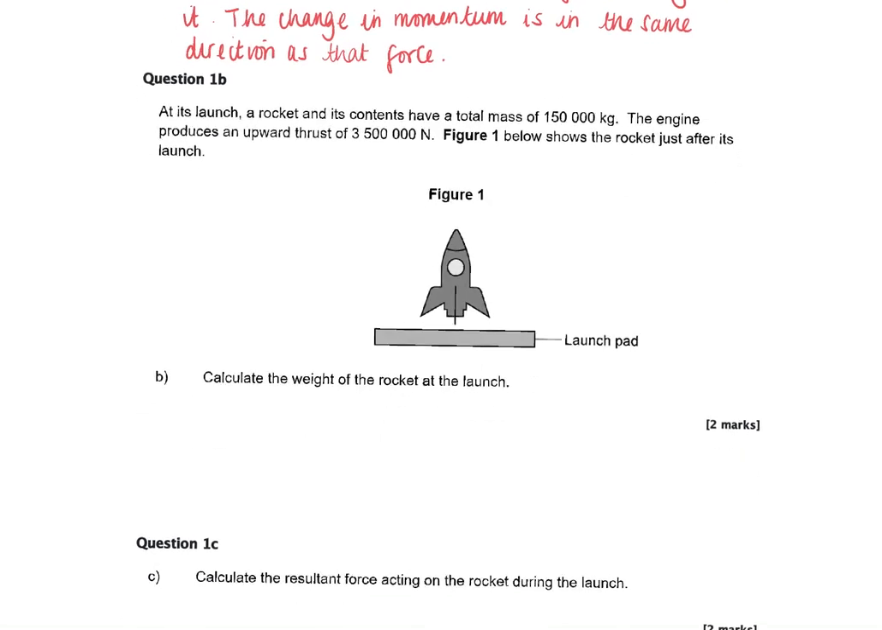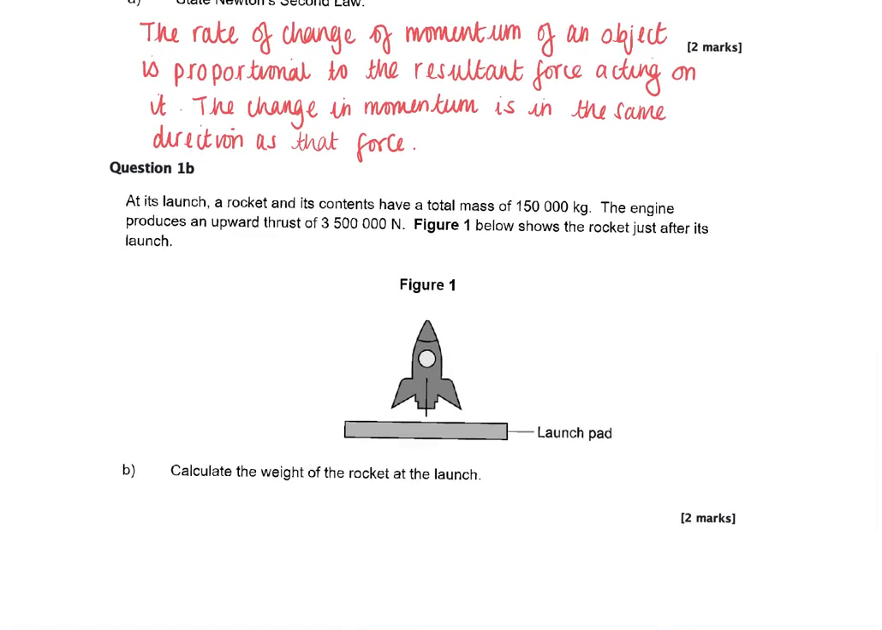For question 1b, at its launch, a rocket and its contents have a total mass of 150,000 kilograms. The engine produces a thrust of 3,500,000 newtons. Figure 1 shows it, and calculate the weight.